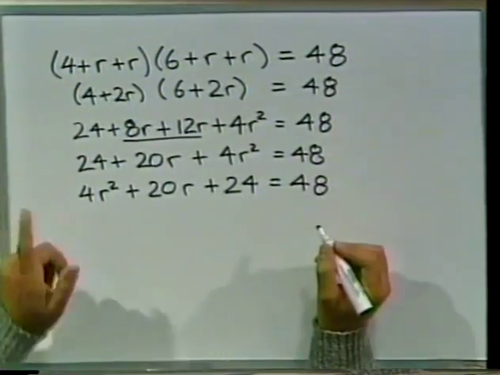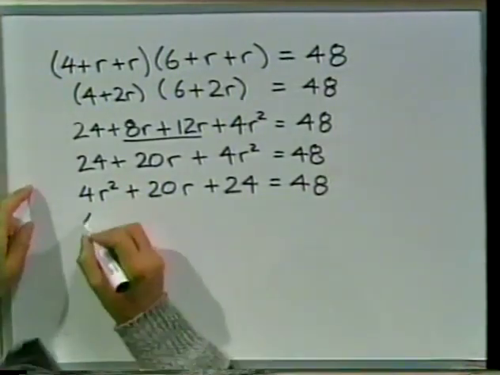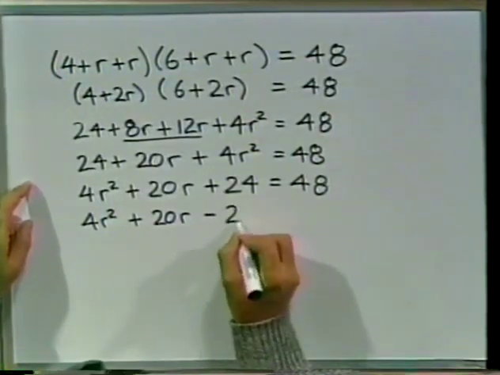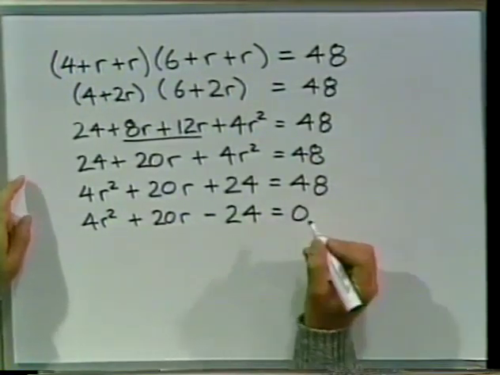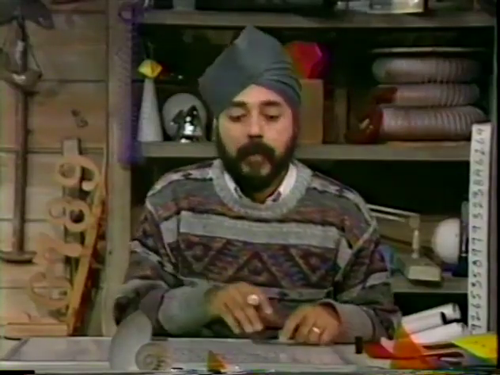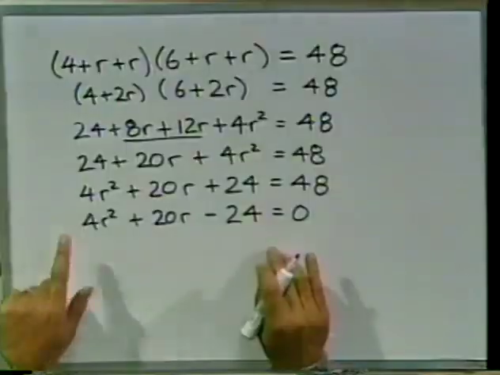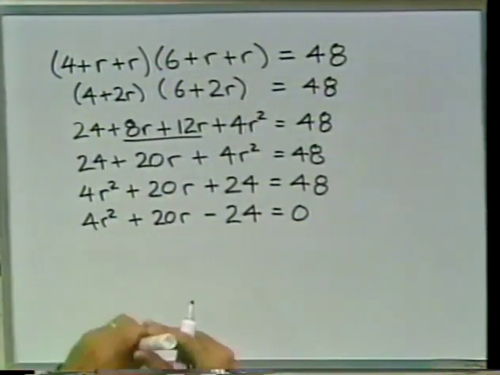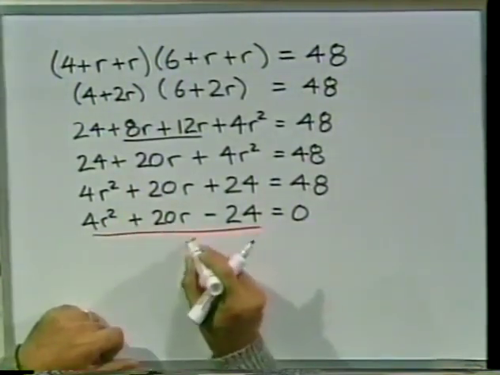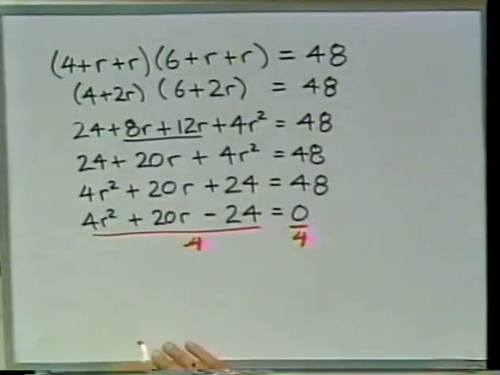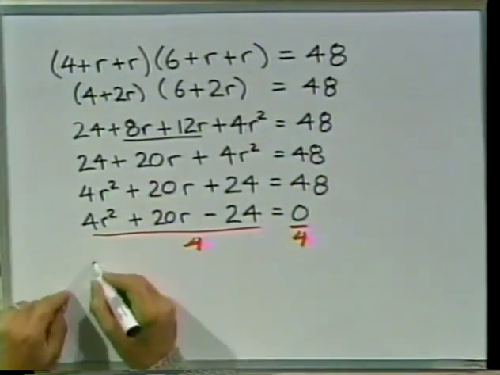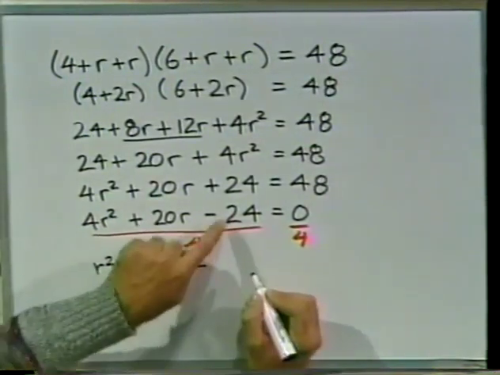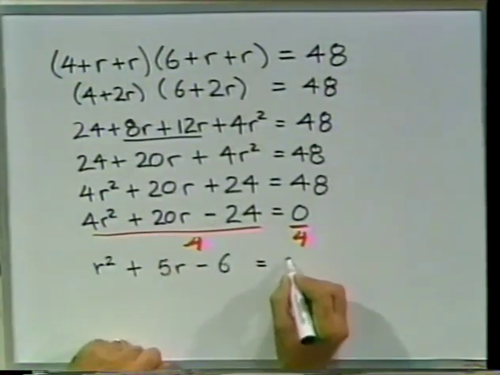Next, I subtract 48 from both sides of the equation. I have 4r squared plus 20r minus 24 is equal to 0. And now I would like to change my expression so it has a coefficient of 1 for the square term. This will make it easier to work with. So I divide both sides of the equation by 4. This gives me 4 divided by 4, r squared, plus 20 divided by 4, 5r, minus 24 divided by 4, 6, is equal to 0.